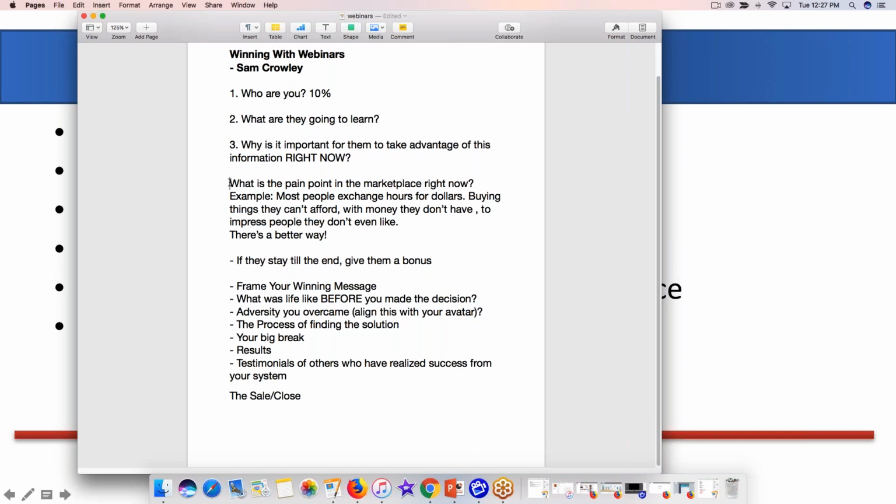And number 4, this is the next step. What's the pain point in the marketplace right now? Example, most people exchange hours for dollars, buying things they can't afford with money they don't have to impress people they don't even like. There's a better way. That's a pain point in the marketplace.